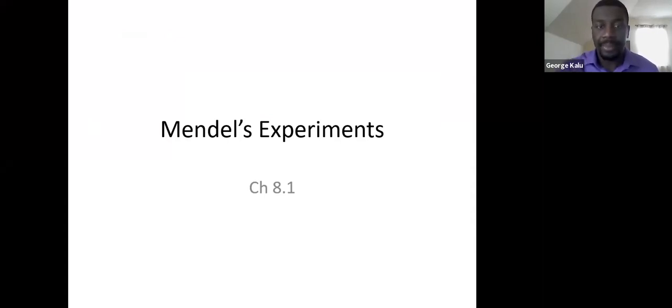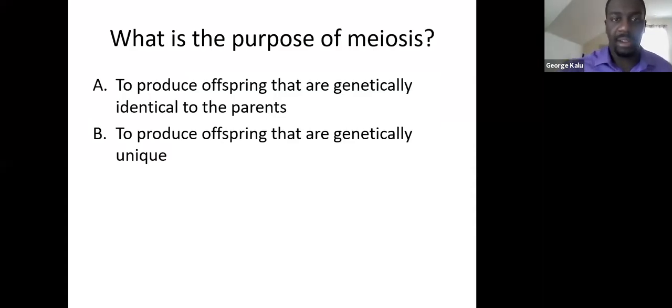But before we get into that, quick question. What is the purpose of meiosis? Is it A, to produce offspring that are genetically identical to their parents, or B, to produce offspring that are genetically unique? What do we think here?